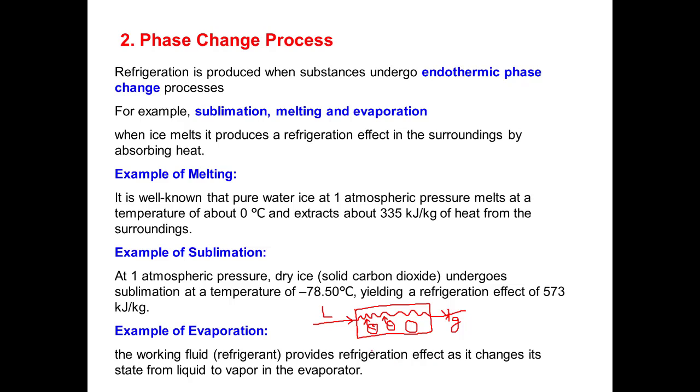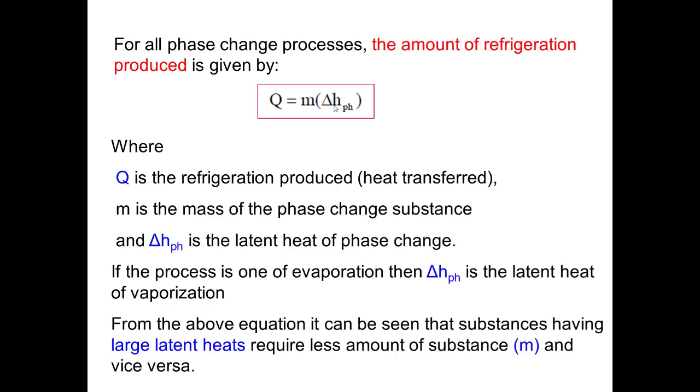And how can we calculate how much heat is absorbed by this liquid refrigerant? This is a phase change process, so we have to use Q equal to m delta H, where delta H is the enthalpy of the phase change. It depends on the process: if it is sublimation, that's the enthalpy of sublimation; if it's evaporation, the enthalpy of evaporation; if it's melting, then the enthalpy of fusion. In this way we can calculate how much heat is absorbed by the phase change process, and as a result we can also produce cooling with the help of the phase change process.